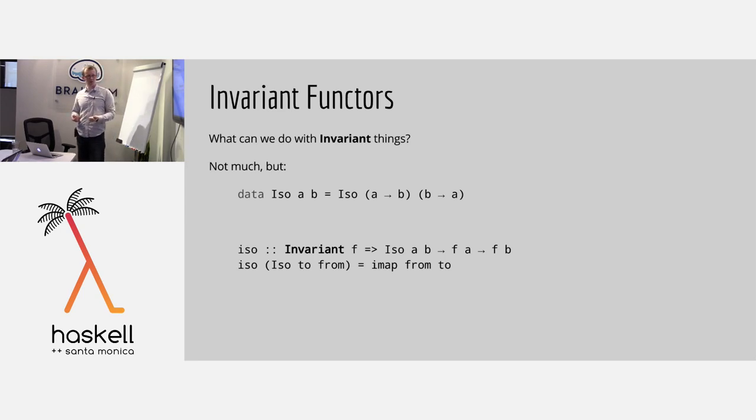Okay, so that's an isomorphism. If I have one of those and an invariant functor, then I can take this isomorphism and lift it over an f of a to give me an f of b. So how do I do that?